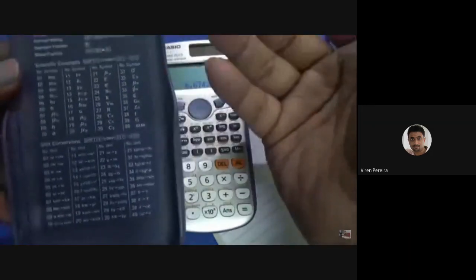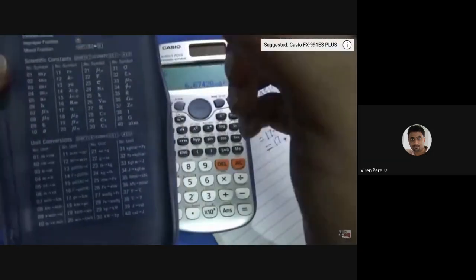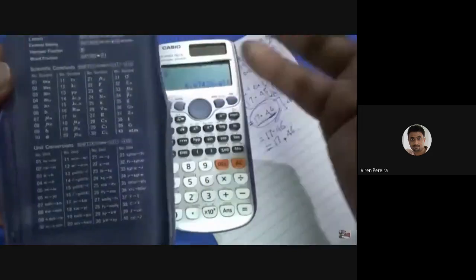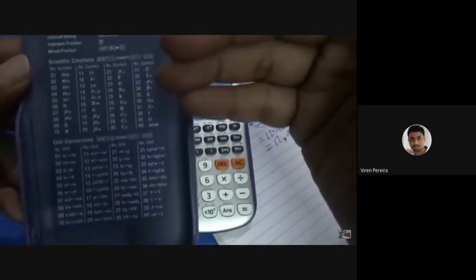So you can use these constants directly, and it is totally legal as all the engineering colleges have accepted this calculator. So it's not like you're cheating or crossing any laws that define your code of conduct at the time of examination. This calculator gives you all those constants, and it's totally legal to use them.